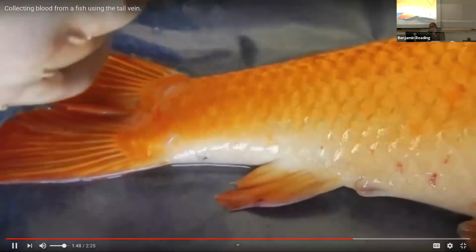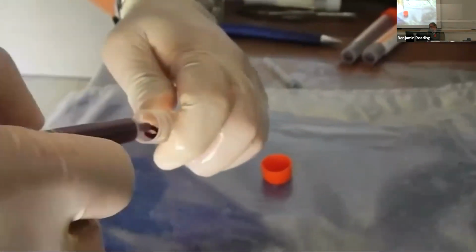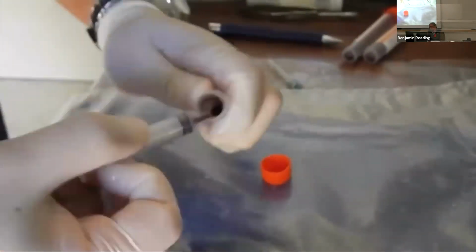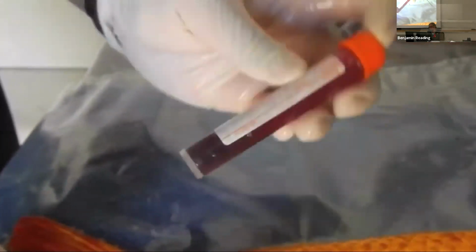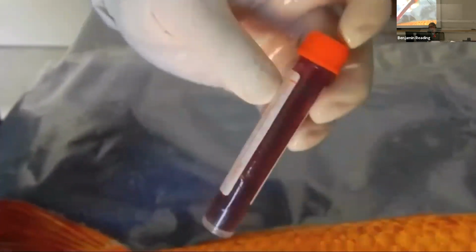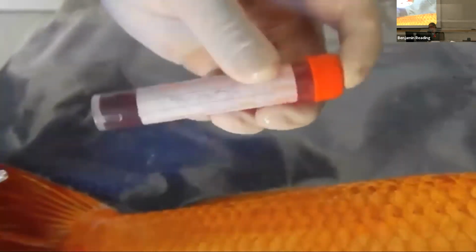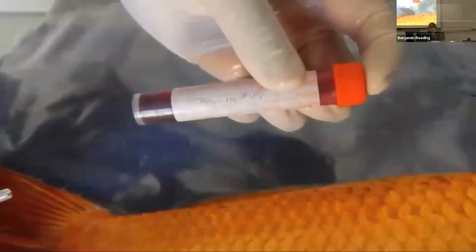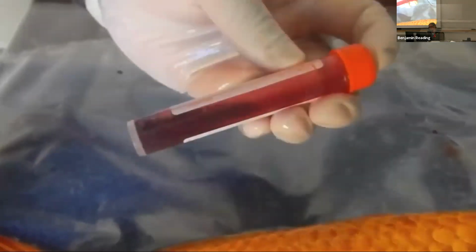And then I'm just going to put this into some lithium heparin. This is great for clinical chemistry. So you notice I took the needle off the hub of the syringe first. That way you don't lyse the cells when you put it into the anticoagulant. And gently rock this back and forth, and try and put it into the anticoagulant as soon as possible, because fish blood does clot quite readily. And you can store that in the fridge to be collected for lab testing.